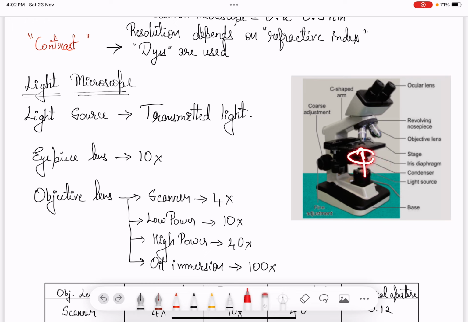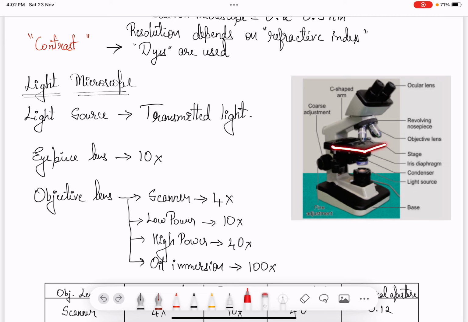So here is the condenser. What is the role of a condenser? Condenser focuses the cone of light into the specimen. So this condenser has a movable part here. This is called iris or diaphragm. So what is the role of iris or diaphragm? It controls the amount of light which passes here. So how much light should pass, you can use this one to control the amount of light that passes into the specimen.